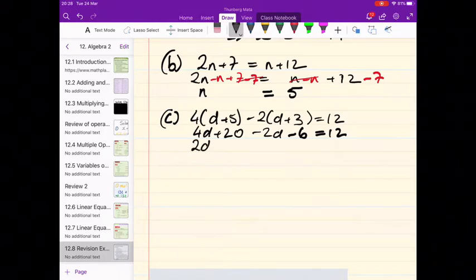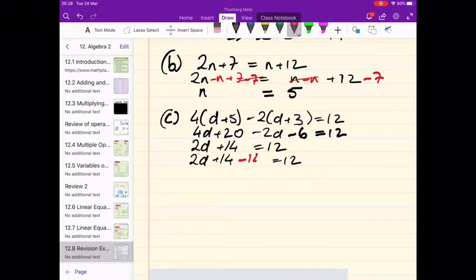So I have 4 d's, take away 2 d's. That leaves me with 2d. Plus 20, take away 6. That'll leave me with plus 14 is equal to 12. So I have 2d plus 14 is equal to 12. So now say 2d plus 14 is equal to 12. I'm going to take away 14 from both sides.